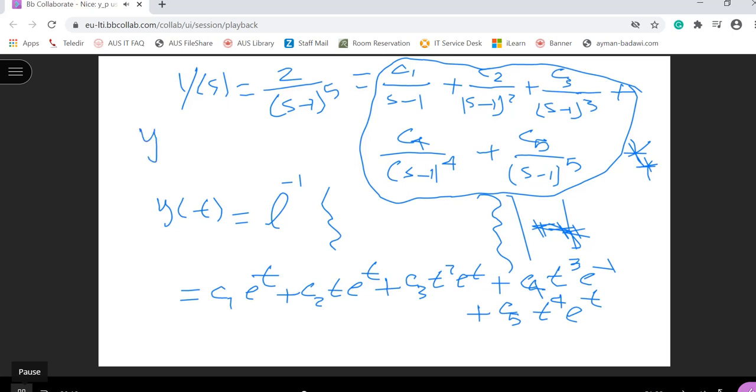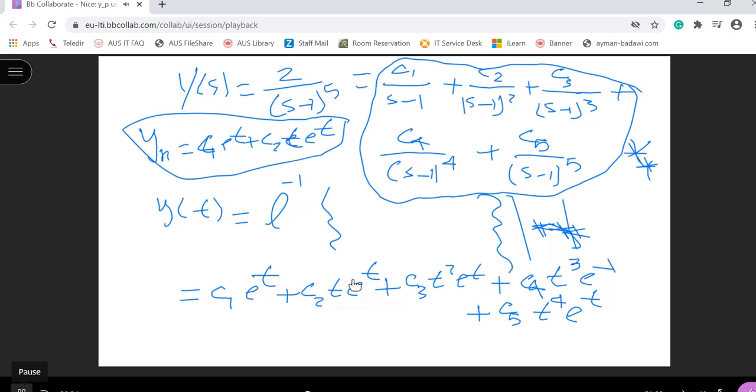What is y homogeneous? It's C1 e to the t plus C2 t e to the t. That was our homogeneous. Just staring, this here is your homogeneous, isn't it? Look, that means the remaining one will be your particular. So you know how your particular looks, and now you understand why when we have repetition, we multiply by t. To understand it mathematically, if you do the Laplace, you really do understand now why when I have repeating, I multiply with t. Because this is the homogeneous.